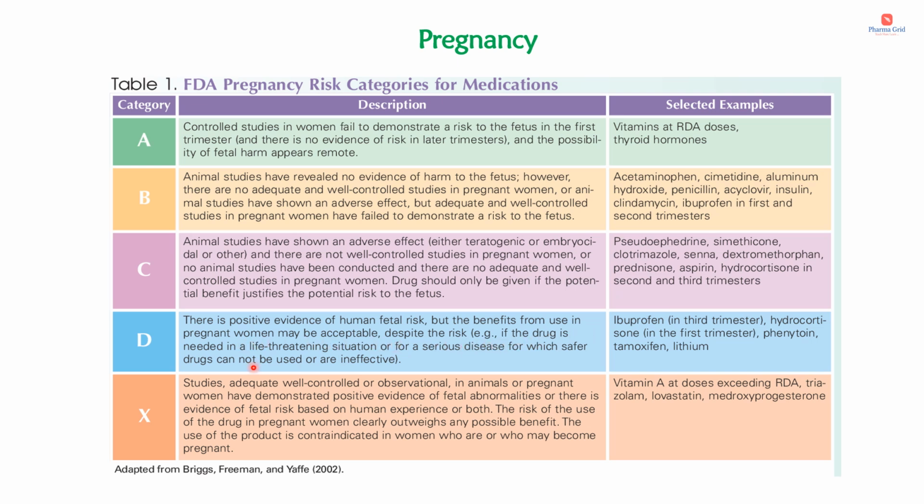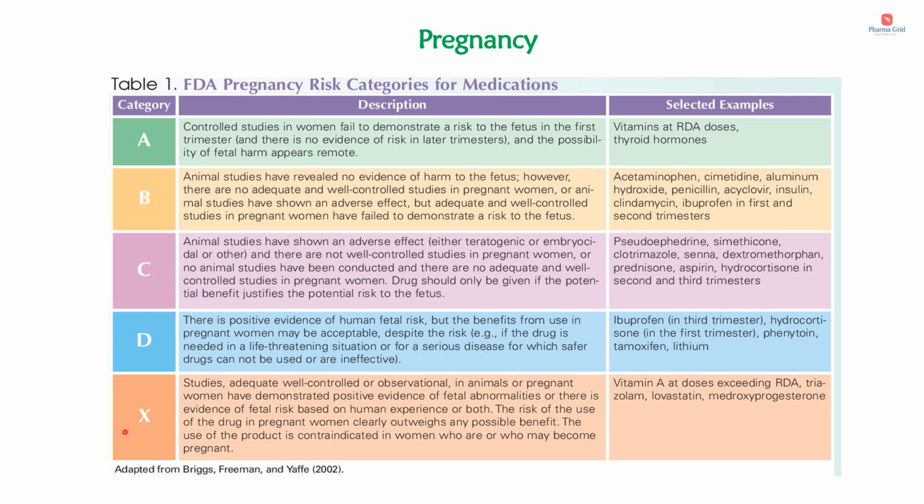For example, if the drug is needed in a life-threatening situation or for a serious disease for which safer drugs cannot be used or are ineffective. Selected examples are ibuprofen in the third trimester, then hydrocortisone in the third trimester, phenytoin, tamoxifen, lithium.